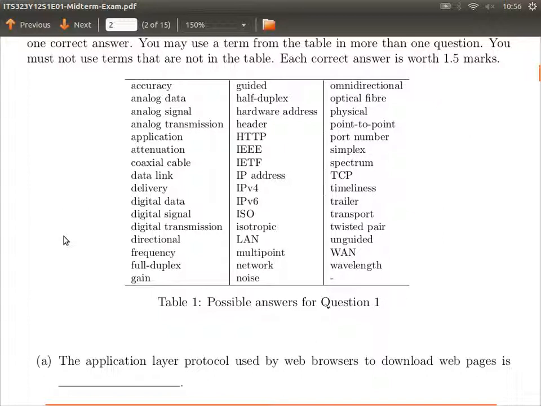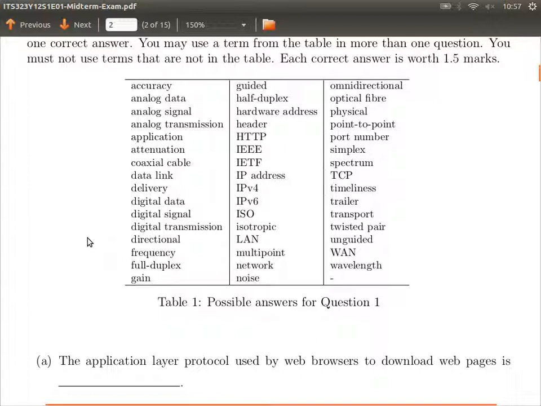If you give two answers, say here you write HTTP and also wavelength, HTTP is correct, wavelength is incorrect, you get 0 marks. You can't just list all possible answers and expect me to mark it correct if just one of them is correct. So just give one answer. Students do that. They give multiple answers with the hope that one of them is correct. But no, one answer. If one's wrong, they're all wrong.